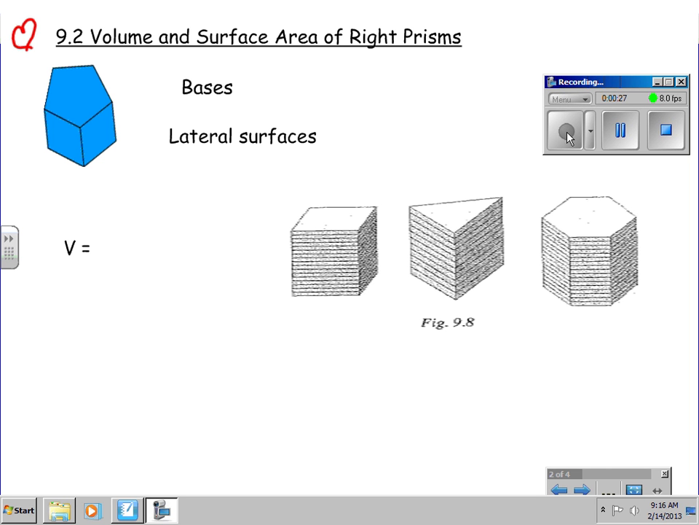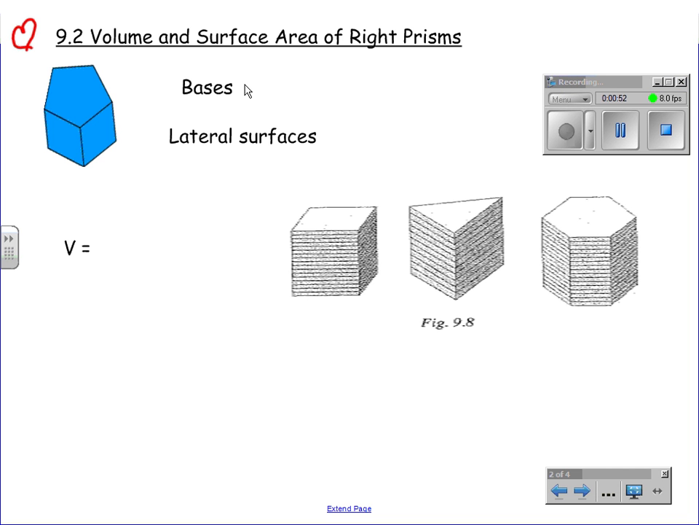There's two vocabulary words that we'll use a lot when we talk about these prisms, and it's bases and lateral surfaces. The bases are the two parallel faces. So in this first blue prism here, the pentagon on top is parallel to the pentagon on the bottom of it. Those pentagons are considered the bases of it. So when we're talking about the bases, we're talking about the two parallel faces.